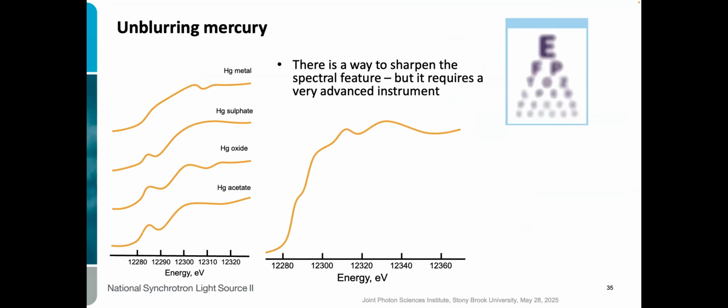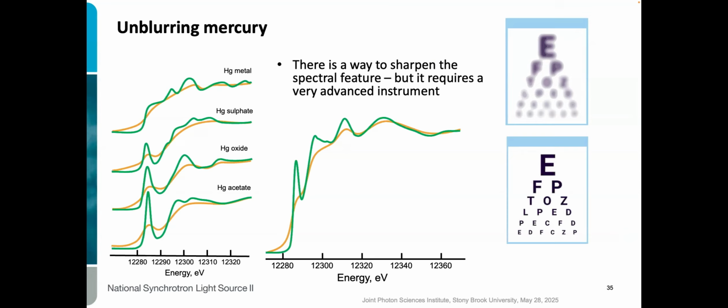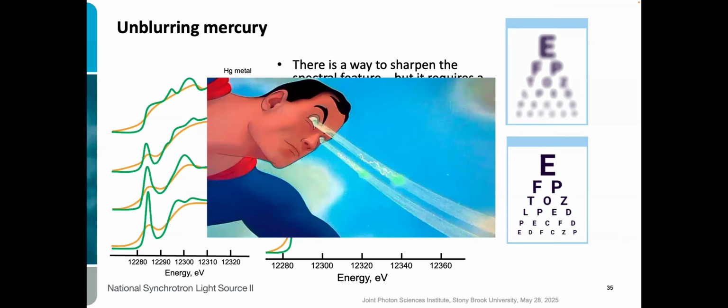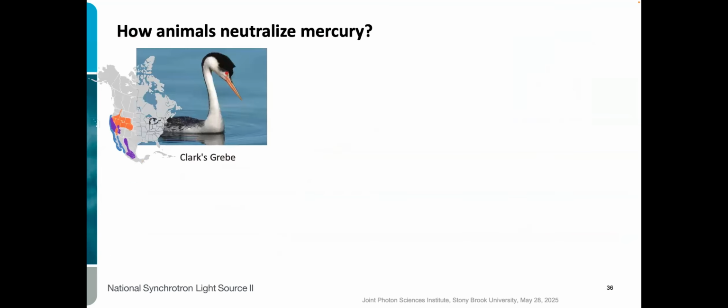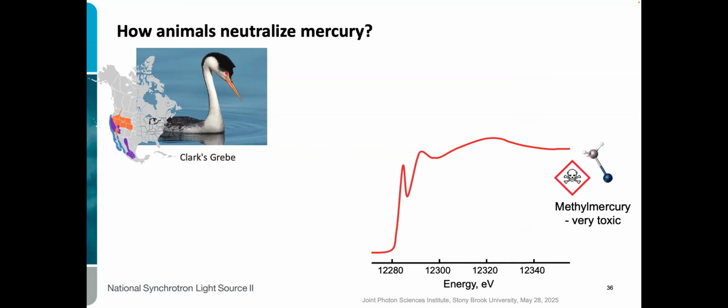So this is how the mercury spectra look. Those are different: the metal, sulfide, oxide, acetate. It's really boring, guys. It's really featureless. However, with HERFD, we can sharpen all those features. So it goes from looking like this to looking like that, right? That's a cute little bird from California and the west coast of Mexico, the Clark's grebe, that we looked at.